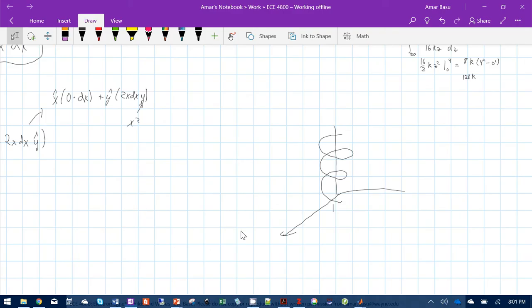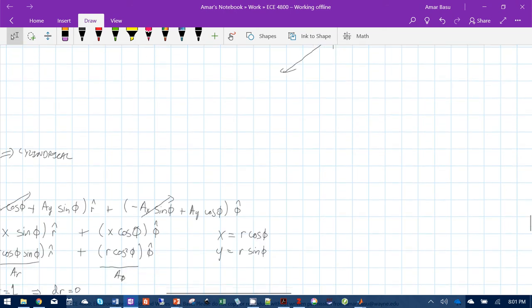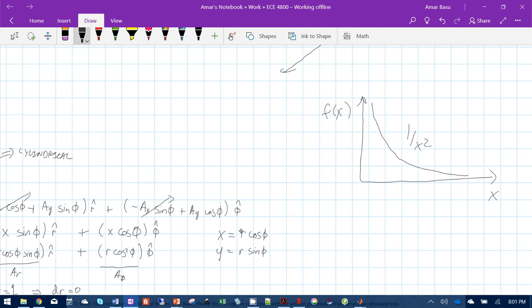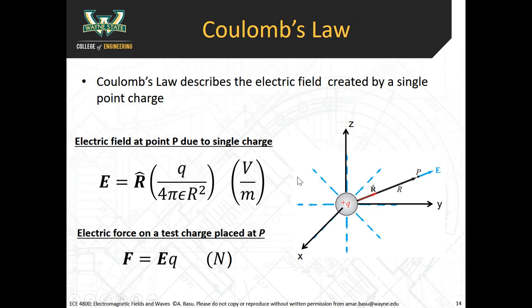So just to remind you all, the function 1 over x squared, let's say this is x and this is f of x, looks something like this. So it's telling us that the electric field drops quite rapidly the further you go away from the point. And the units for the electric field are given in volts per meter.